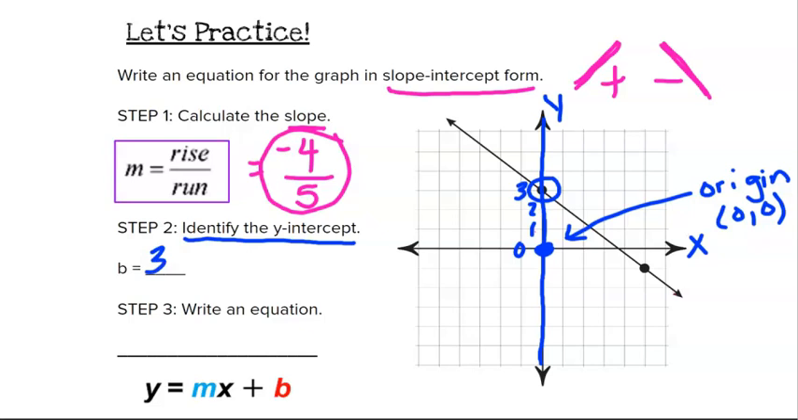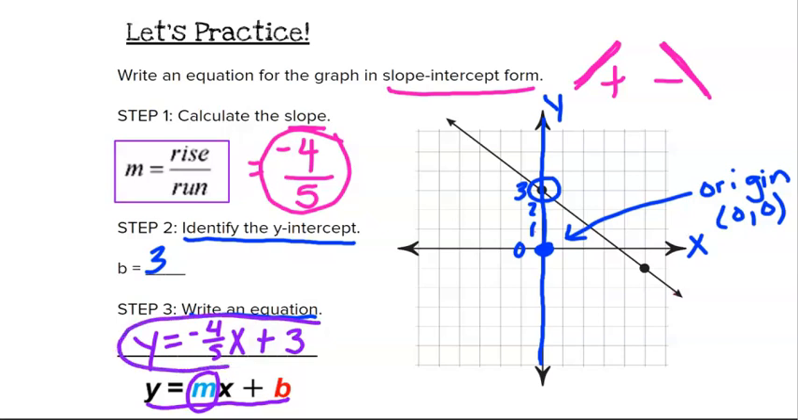Now that we have our slope and our y-intercept, we can put that together to write an equation. So to write that equation, we're going to follow this format right here. Y equals mx. So I need my m value to go here. That's that -4/5. And then I put the x next to it. Always make sure you add the x next to your slope. Plus our b value, which is 3. And that is all there is to it, to writing an equation in slope-intercept form.